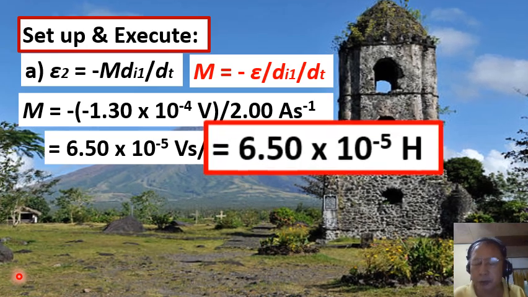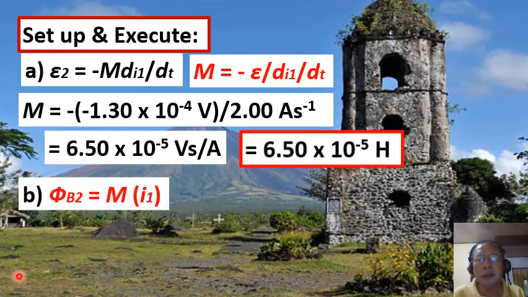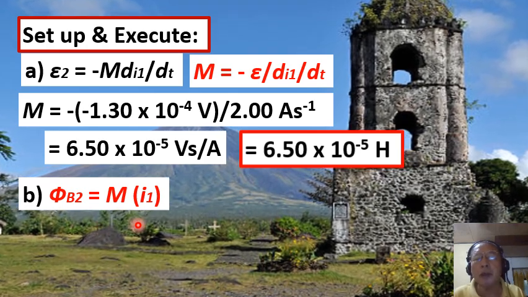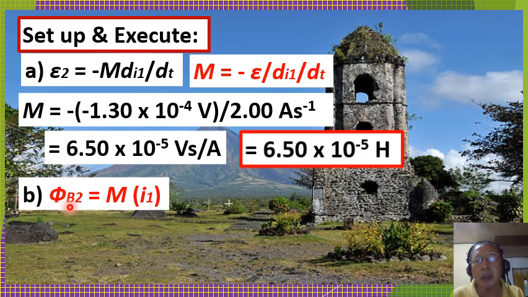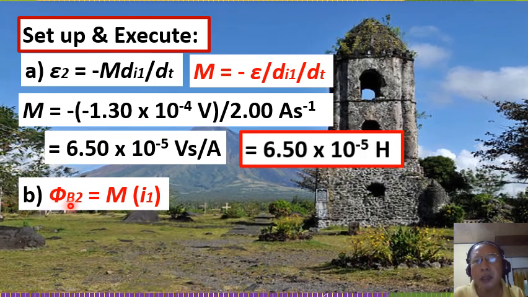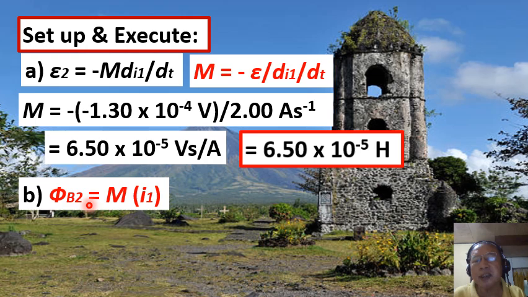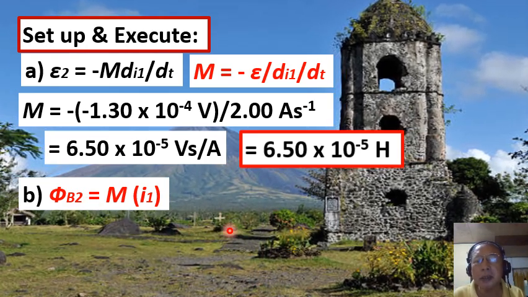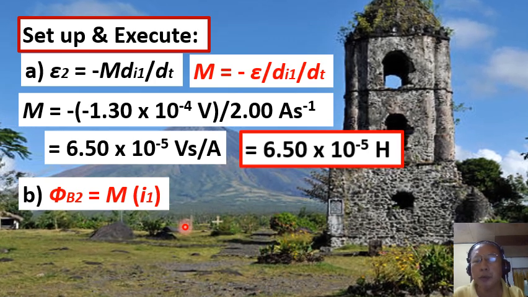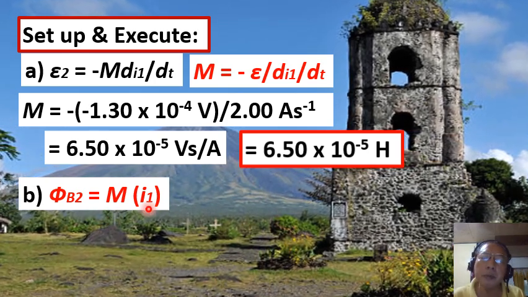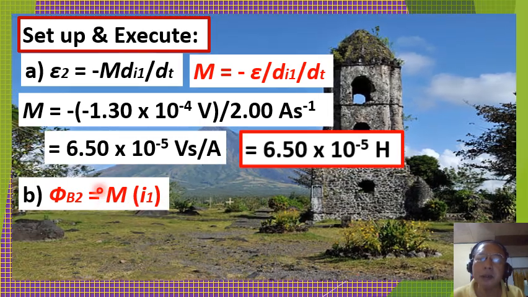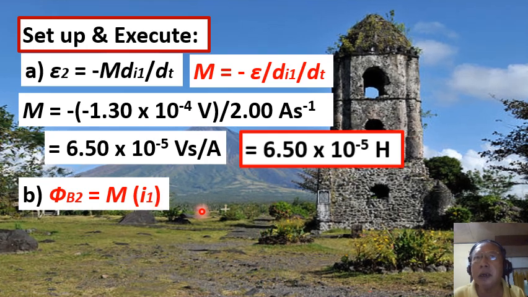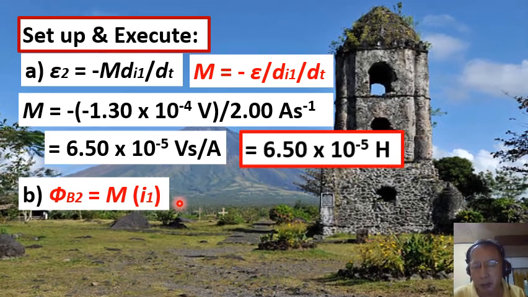And similarly for question letter B, we're looking for the total magnetic flux through coil number 2. That means the magnetic flux not just in a single winding or turn, but in all windings of coil number 2. And that is simply equal to the product of the mutual inductance that we just calculated in part A multiplied by the changing current in coil number 1.